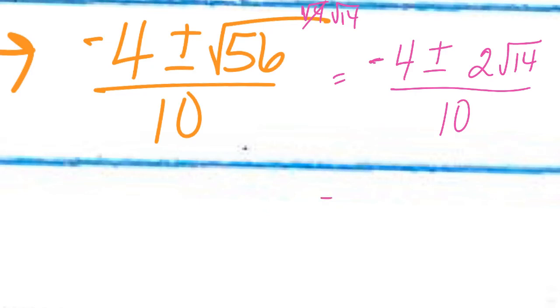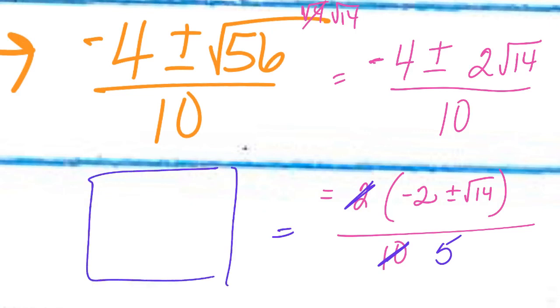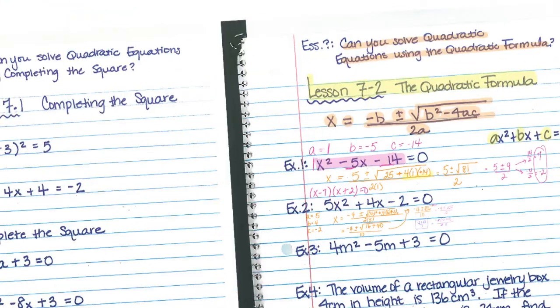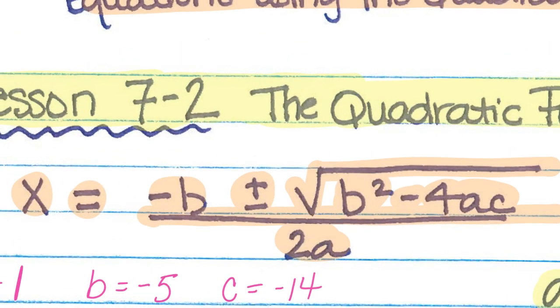And we can reduce by pulling out a 2. So we have negative 2 plus or minus root 14. And then you guys can reduce the 2 and the 10. So my final answer is negative 2 plus or minus root 14 all over 5. So one more time to review that formula. x is equal to opposite b plus or minus square root b squared minus 4ac all over 2a.